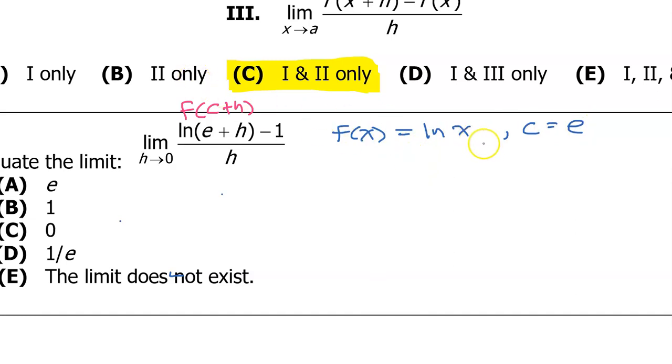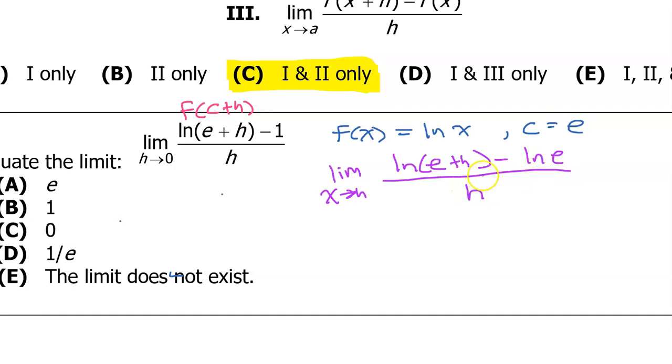So let's set up the traditional definition and see if it matches what we have. So we would have the limit as h approaches 0 of, and we need f at c plus h. All right, but in this case, that's going to be the natural log at c plus h. So that would be e plus h. And then we have minus f at c. Okay, so that's going to be minus the natural log at e. And then in the denominator, we just have h. So far, this part matches this part. And we do know that the natural log of e is 1.